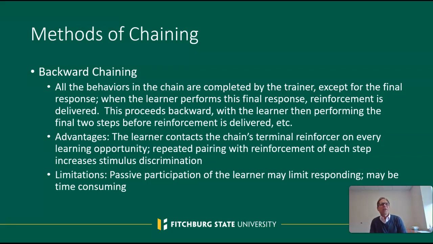And then finally, a third method of chaining is backward chaining. And in backward chaining, all of the behaviors in the chain are completed by the trainer except for the final response. When the learner performs that final response, reinforcement is then delivered. So this then proceeds backward, with the learner then performing the final 2 steps before reinforcement is delivered, then the final 3 steps before reinforcement is delivered.